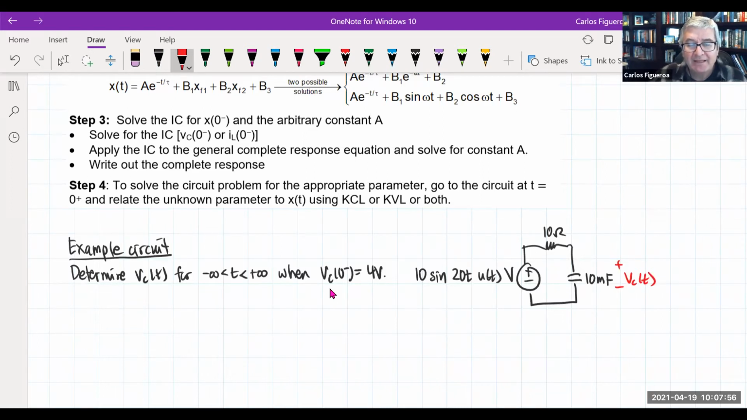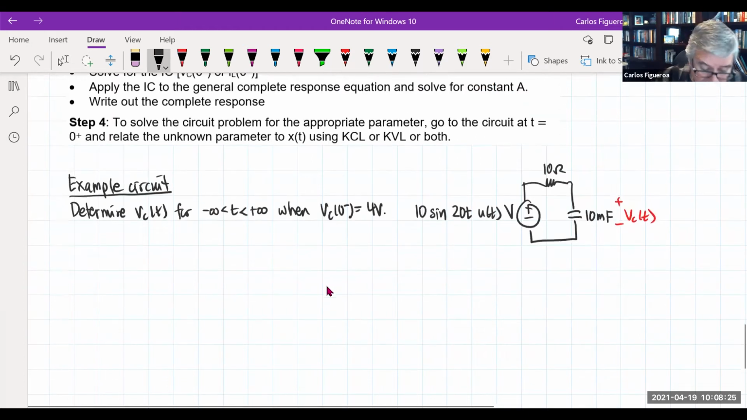Is that not the easiest circuit you've ever seen? You have a source, a resistor, a capacitor. Man, this is in Thevenin form already, right? You must be happy. Yeah, we'll see about it. Okay, here we go. I'm going to go through the steps. The first thing we want to do is derive the first order equation.